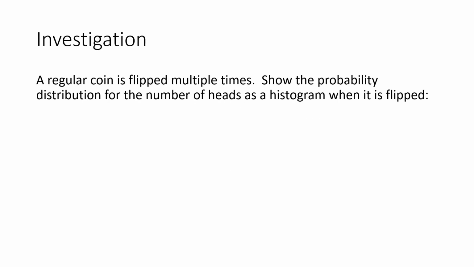Now, before we begin, let's look at a short investigation. We're going to go back to chapter 4 and look at an example of a binomial distribution. A regular coin is flipped multiple times. Show the probability distribution for the number of heads as a histogram when it is flipped. Now, if you've forgotten, this is an example of a binomial distribution.